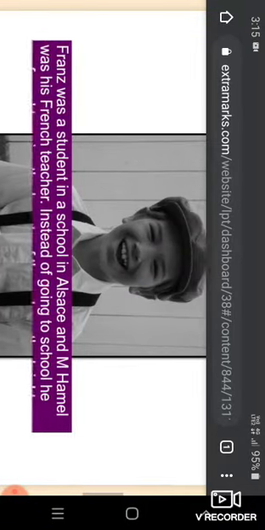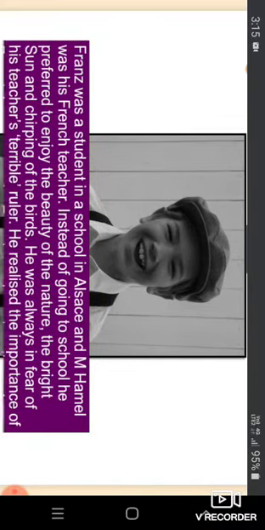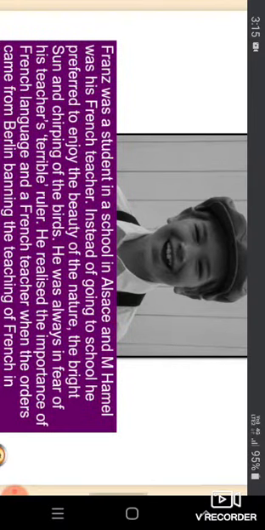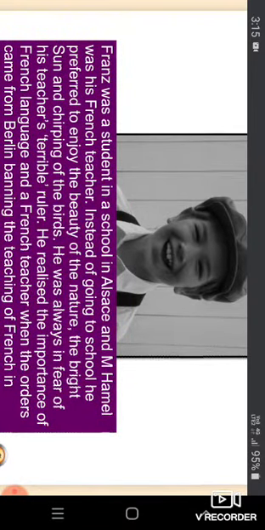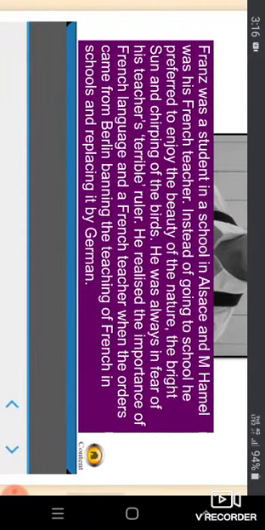Franz was a student in a school in Alsace, and M. Hamel was his French teacher. Instead of going to school, he preferred to enjoy the beauty of nature, the bright sun, and the chirping of the birds. He was always in fear of his teacher's terrible ruler. He realized the importance of the French language and a French teacher when the orders came from Berlin banning the teaching of French in schools and replacing it by German.